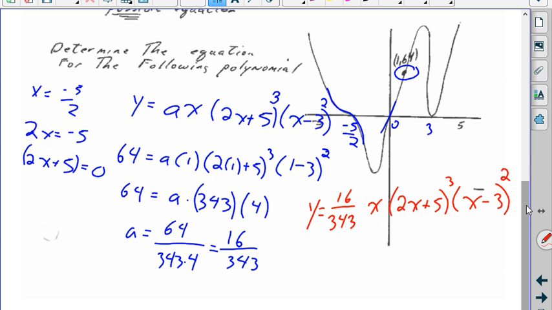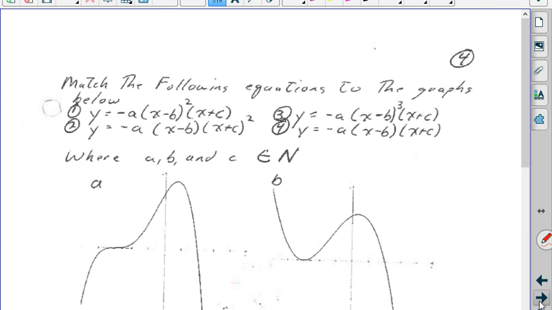You have to be able to find that a value. And I said, in this case, I couldn't give you the y-intercept because we already used it as part of our x-intercepts. I had to give you another point. If I'm reading it off a graph, probably the easiest for me to find is the y-intercept. Sometimes maybe not, but that's the one I always look for to begin with.